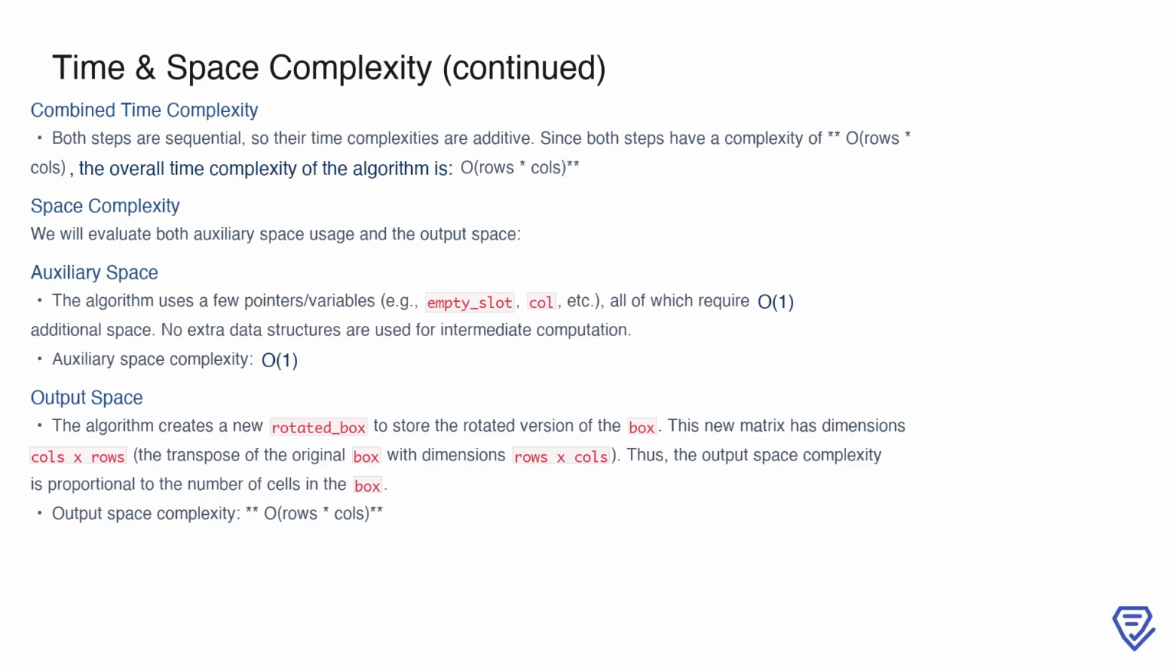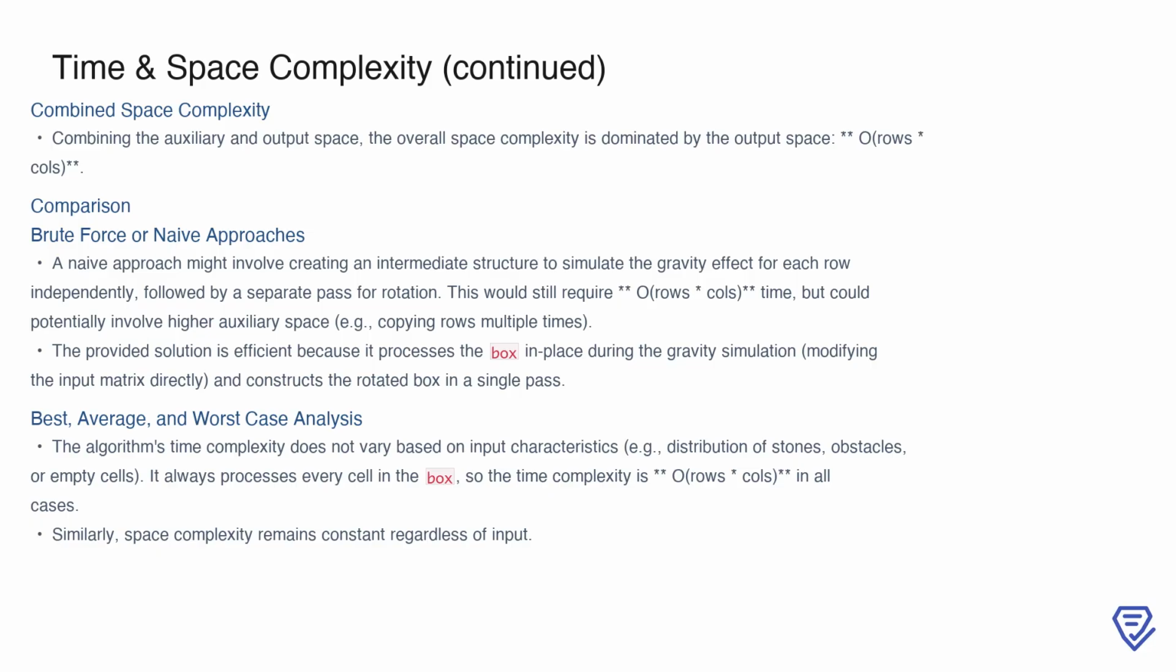With the combined space complexity established as O(rows * cols), we can now compare this approach to a naive or brute force method. In a naive solution, simulating gravity might involve creating intermediate structures, such as duplicating rows or temporarily reorganizing the matrix multiple times before rotation. While this would still require O(rows * cols) time, it could use significantly more auxiliary space due to redundant operations or data structures. The efficiency of our solution lies in its ability to modify the box in place during gravity simulation and construct the rotated box in a single pass, minimizing space overhead.